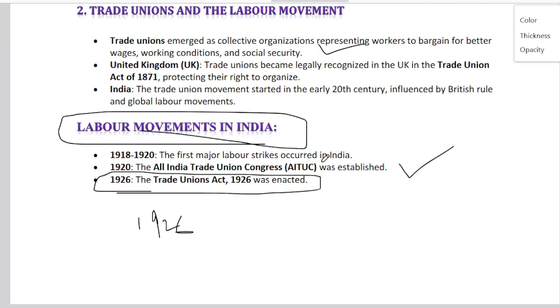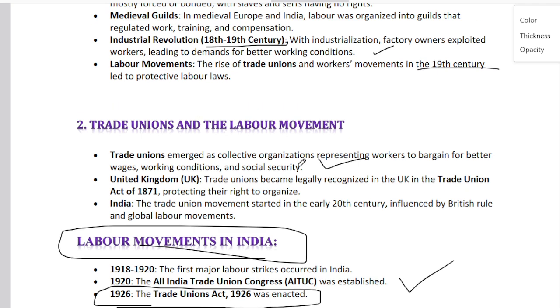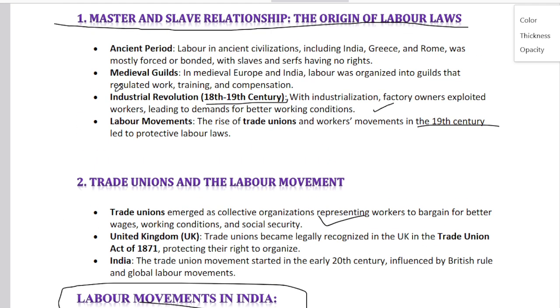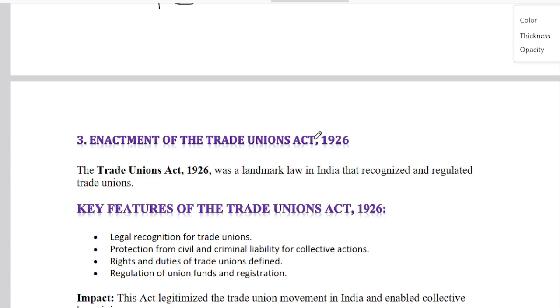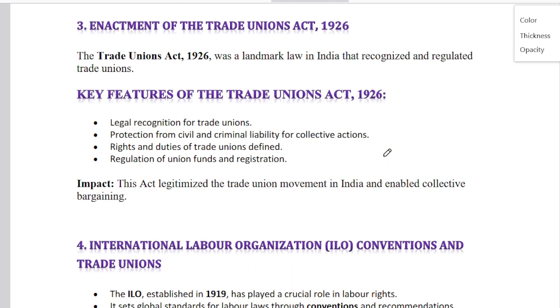Before that, we have to understand what the conditions of the employees and employers were, and what the relationship between master and slave was, and why all these things came into the picture. So, the enactment of the Trade Union Act 1926. The Trade Union Act 1926 was a landmark law in India that recognized and regulated trade unions.